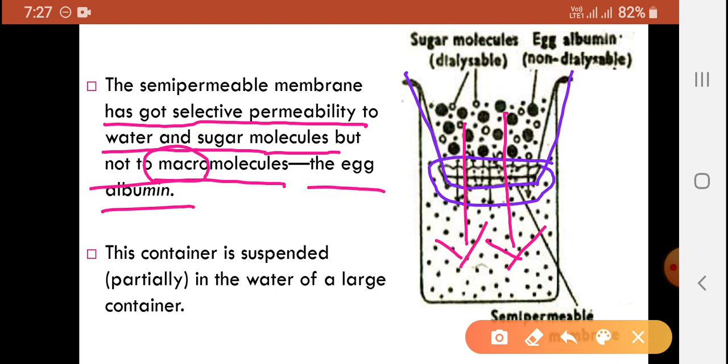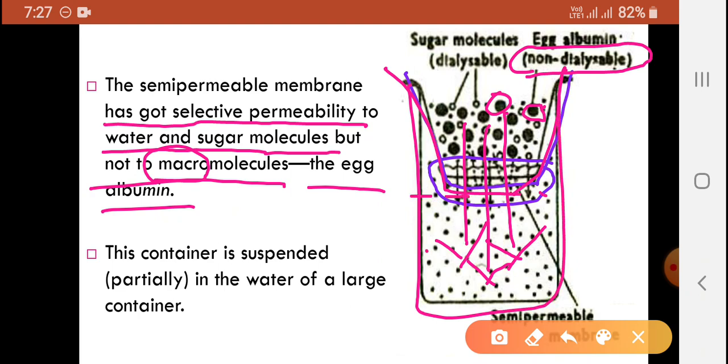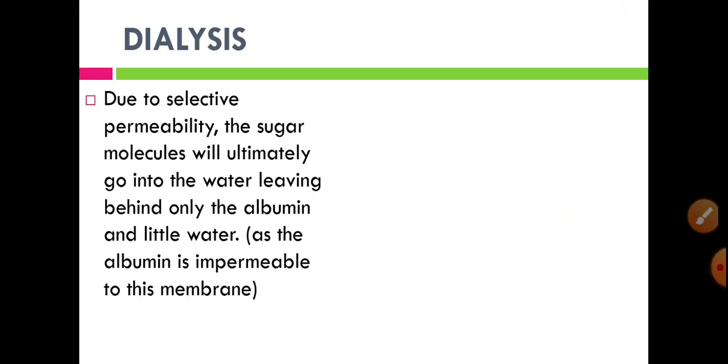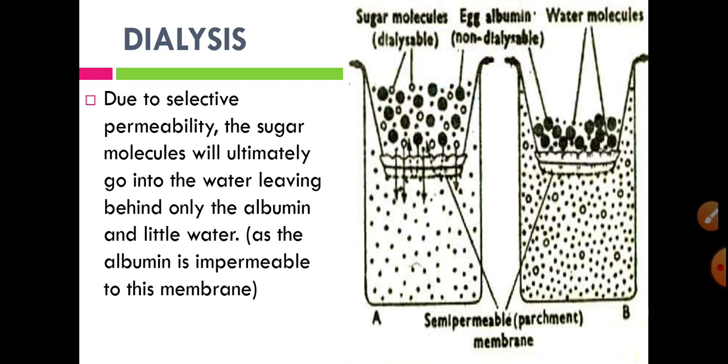So these egg albumin molecules cannot pass through this semi permeable membrane because these molecules are non diffusible or non dialyzable. This container is suspended partially in the water. So this upper smaller container is partially suspended in water which is present in the larger container. Due to selective permeability, the sugar molecules will ultimately go into water, leaving behind only albumin.